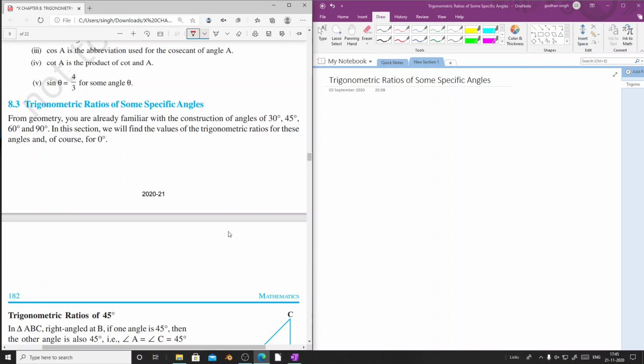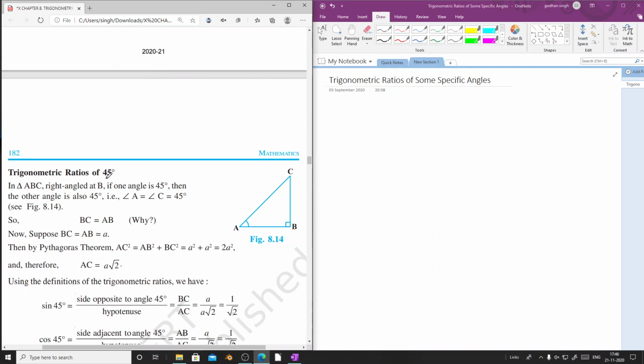Trigonometric ratios of some specified angles. The specified angles which we will take in class 10th are angles of 30 degree, 45 degree, 60 degree, 90 degree and 0 degree. So first we will consider the angle of 45 degree. We will find the trigonometric ratios of 45 degree.